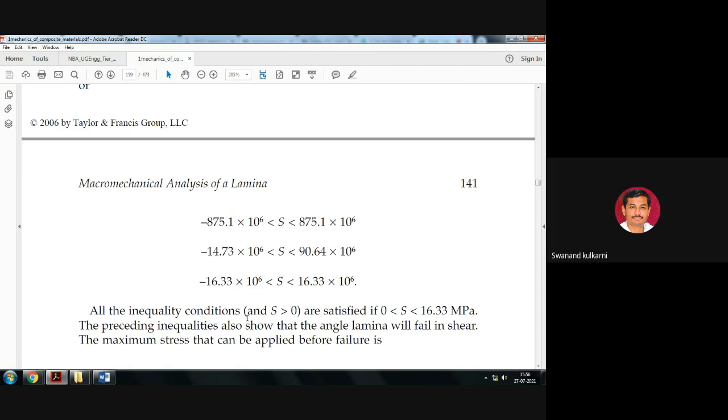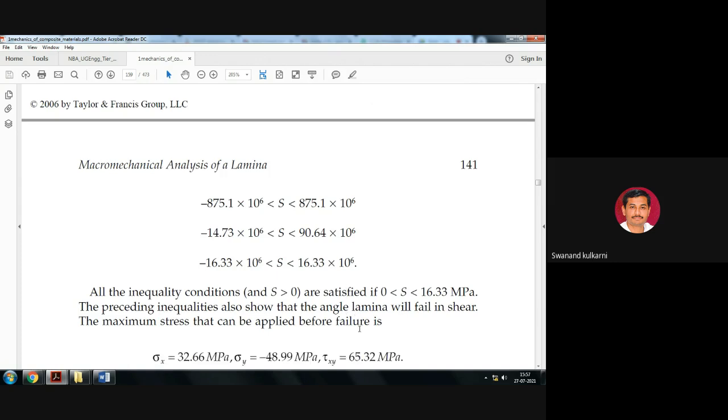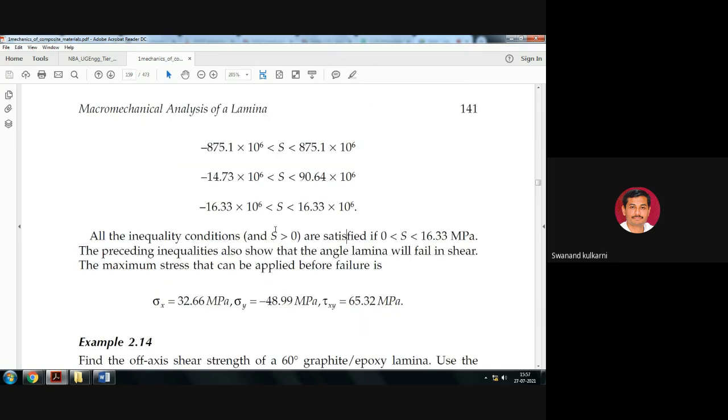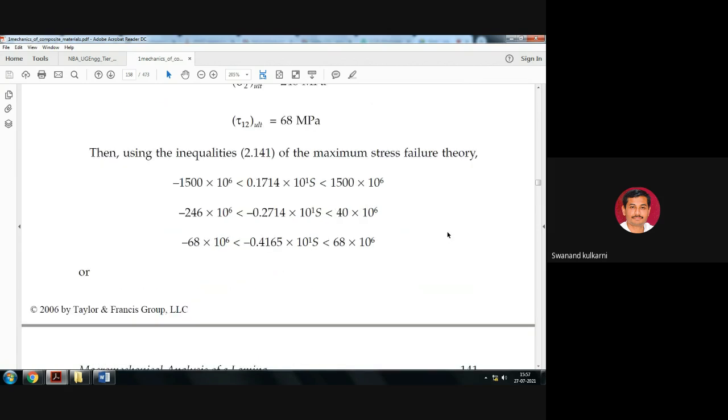16.33. So s is in between 0 and 16.33. Based on these three assumptions, we are getting that the maximum value of s should be in that range only. So the maximum stress in the x direction, maximum stress in the y direction, and maximum shear stress, those values are identified by putting s equal to this 16.33 in the above equation. Is it okay?